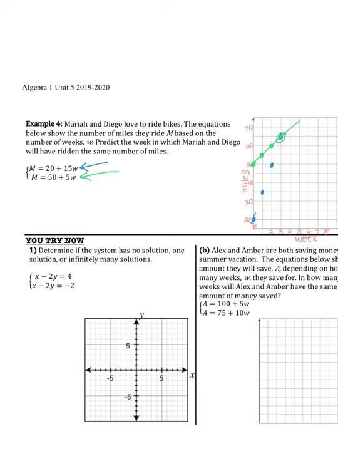So that's my answer. And that answer is going to be 3, 65, or 3 weeks and 65 miles. So that means on week 3, they will both have gone on their bike rides or ridden 65 miles. So at this time, try 1 and B on your own.